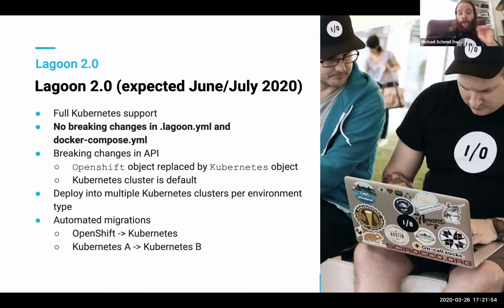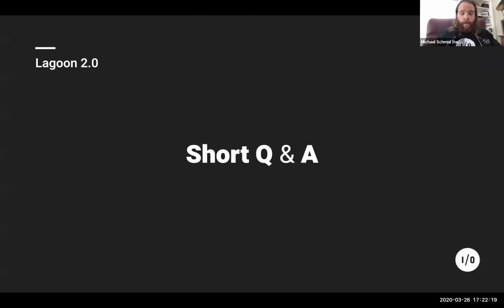And we're also going to have Kubernetes to Kubernetes migrations. Let's say you have a cluster in a new location and you want to migrate everything over there, Lagoon will have automated scripts that help you do all of this. And we really think this will make it even easier in the future to manage Kubernetes clusters in different regions with different providers, multi-cloud environments. This will make it much, much easier to manage. So this is basically what we're going to bring in Lagoon 2.0.